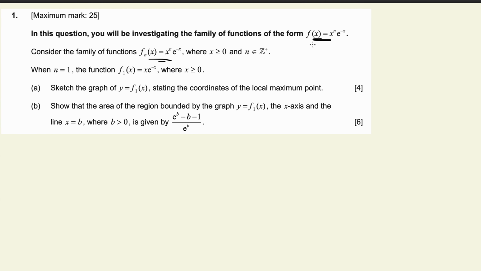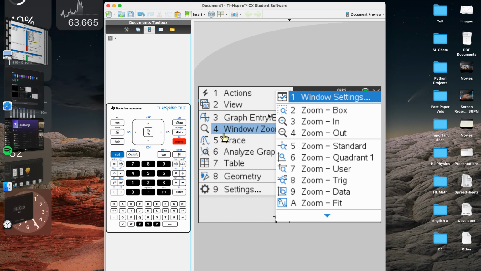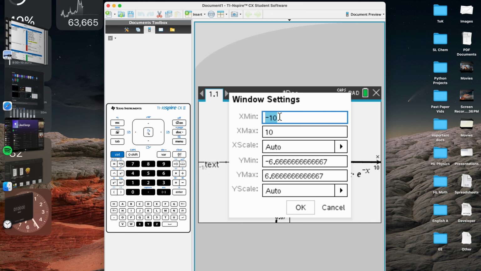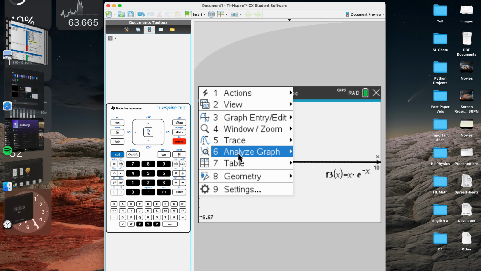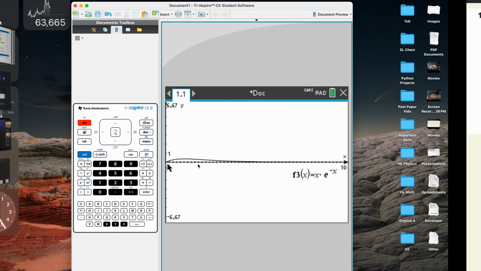Now, we're told that the domain is x greater than or equal to 0, so I'm going to change the window zoom setting from 0 to 10. And so you have your maximum point. You can use the intersect option and then find it and then graph it.